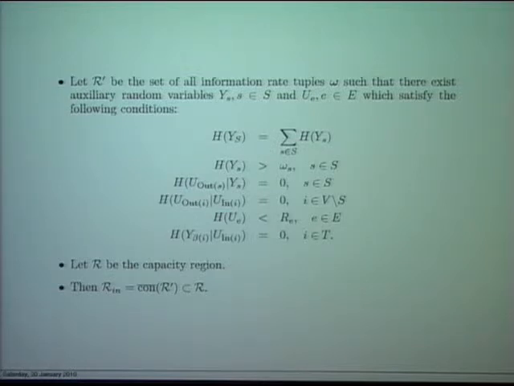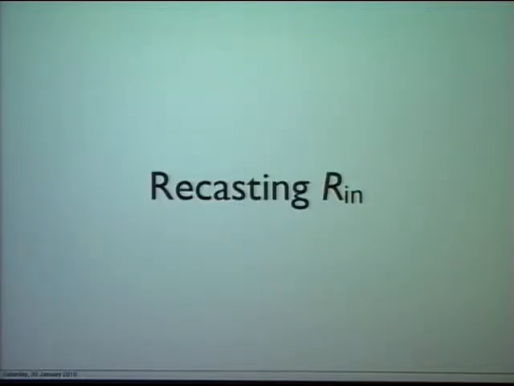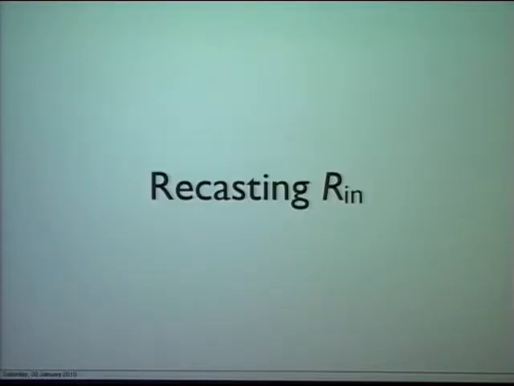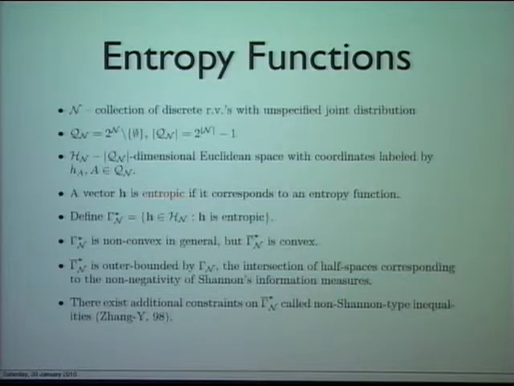Okay. R prime is defined by this, and we let R be the capacity region. It turns out that R_in, which is defined as the convex closure of this region R prime, is indeed an inner bound to the capacity region R. Now, the next thing I want to do is to recast this R_in. This R_in, as I stated here, is in a form which is familiar to many who are proficient in multi-user information theory. But I'm going to recast this into a form which links to the study of entropy functions that started in the late 90s.